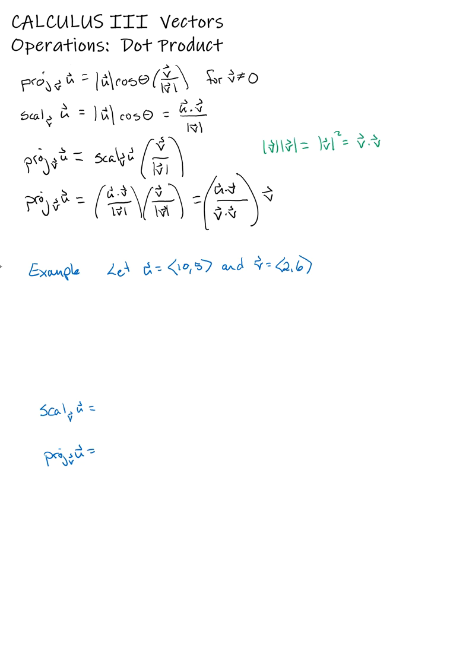So let's take a look at an example. We're going to let u be the vector 10, 5, v be the vector 2, 6. Now you could go through finding all of the dot products and stuff, but I'm just going to write those down quickly. If this is the case, then we know that u dot v is 50 and v dot v is 40. The magnitude of u is 5 square root of 5, and the magnitude of v is 2 square root of 10.